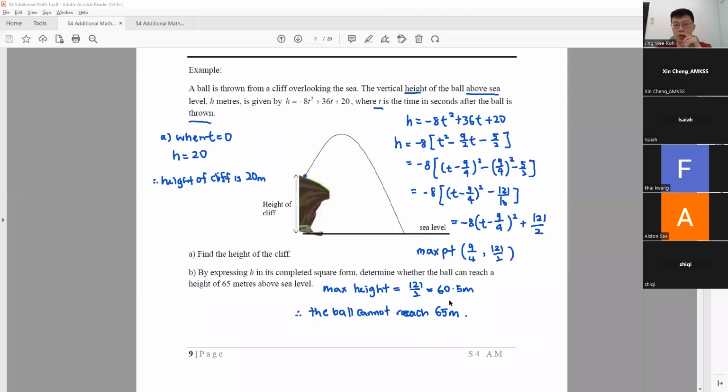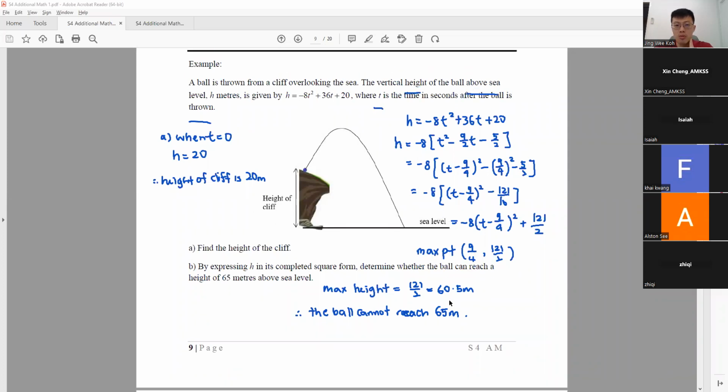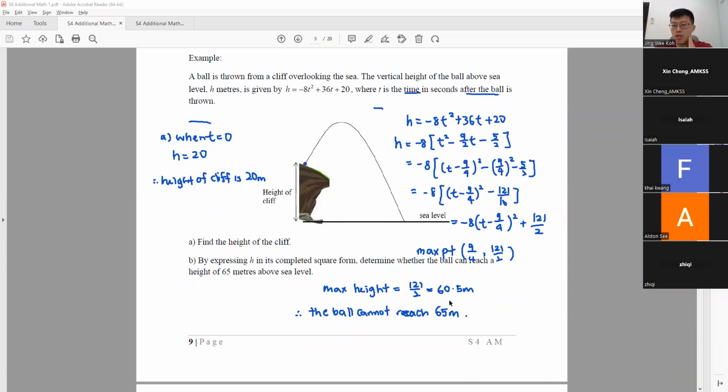So this is where completing the square comes in now. Any questions so far? So in the first quadratic function chapter, it is all surrounding using quadratic formula. From quadratic formula, you have your discriminant, and completing the square is a very useful tool.